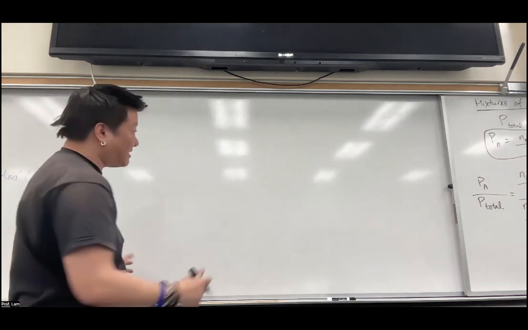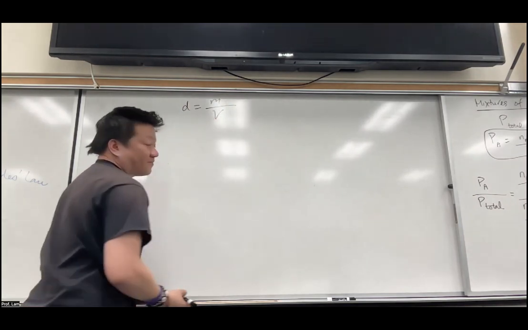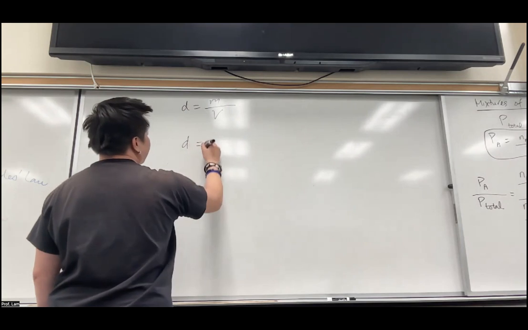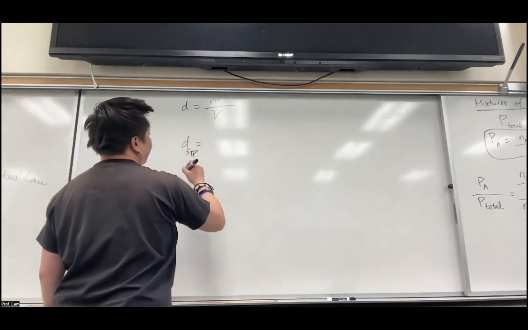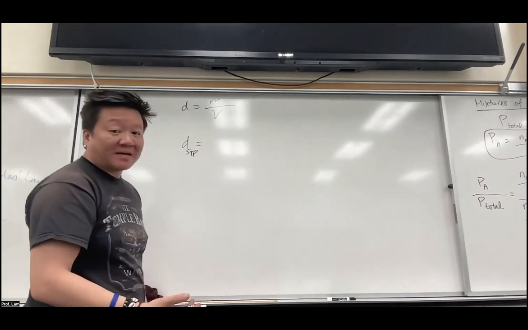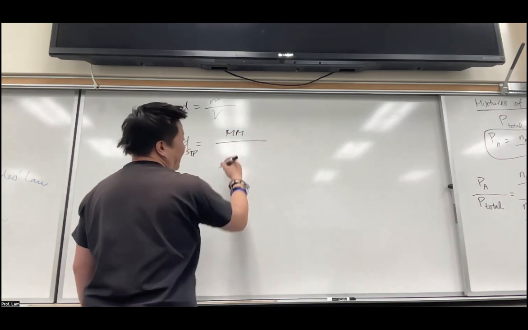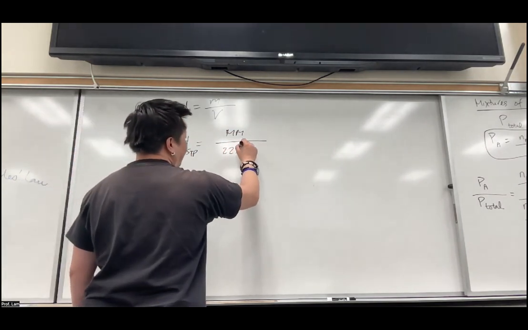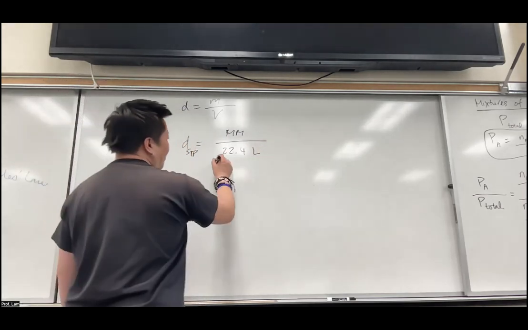Remember what density is. It's mass over volume. So density at STP, you're going to take the molar mass of a gas and you divide by the molar volume. Remember what the molar volume is? 22.4 liters per mole, right?